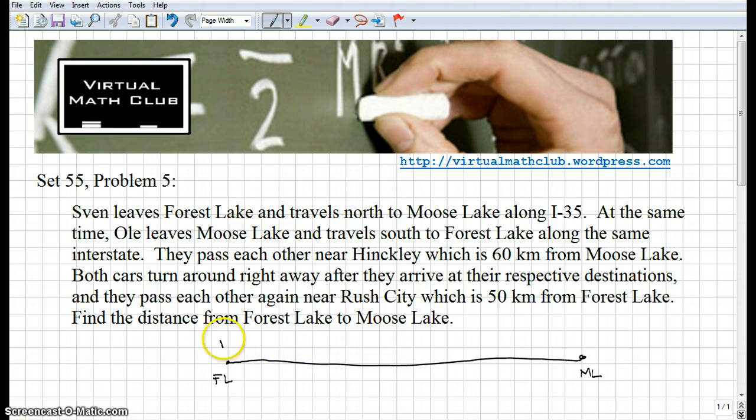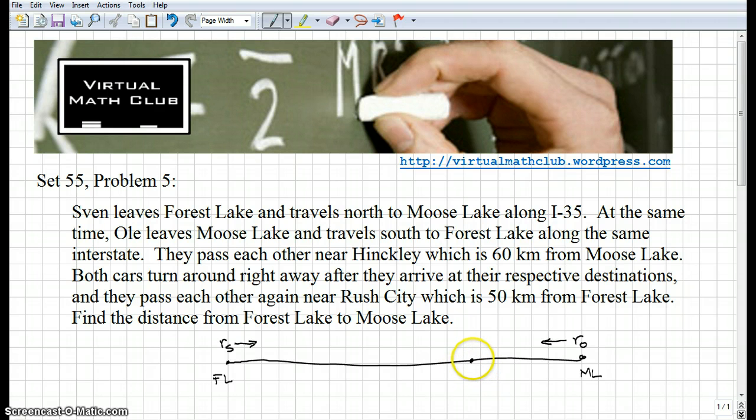So he's going at some rate. I'm going to call it RS. That's Sven's rate. He's traveling this way, and then we have Ole here. He's traveling at his rate, which is probably different from Sven's, and he's traveling this way. And it says that, first of all, they meet each other near Hinckley, which is 60 kilometers from Moose Lake.